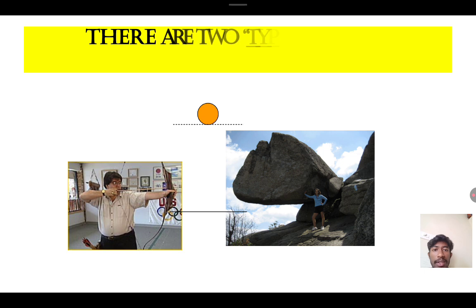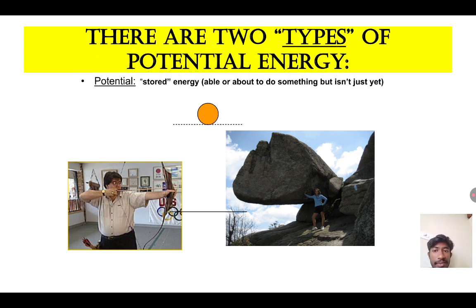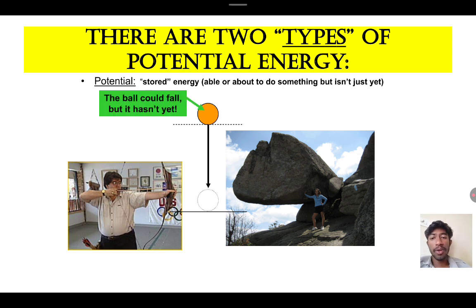You see this photo. There are two types of potential energy. Potential energy means stored energy. I think you got it. Potential energy means stored energy. So the ball could fall, but it has not yet.